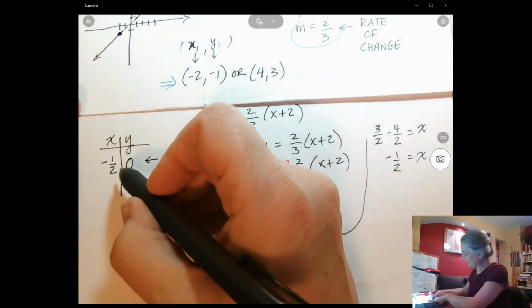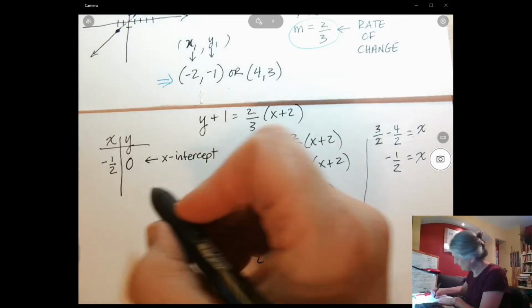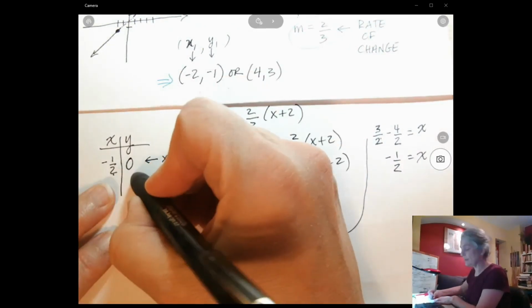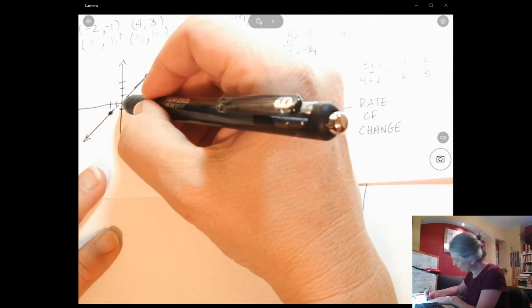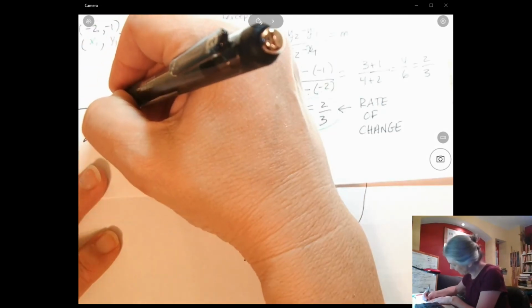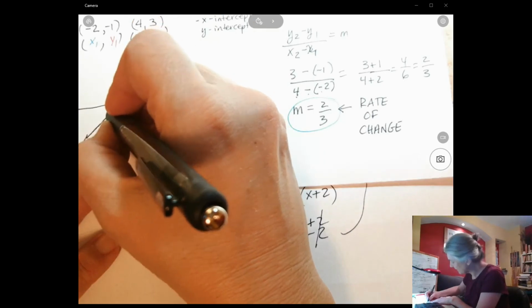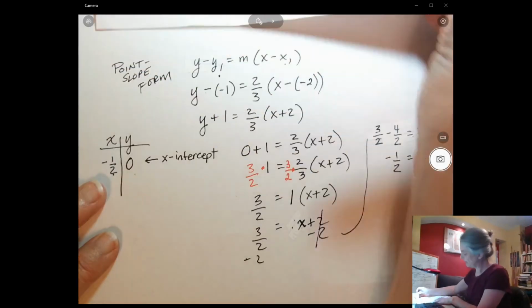Now, what this means is there's a point, and the point is -1/2, 0. And if we go to our graph, we can go to -1/2, which is over here, 0. So there is a point right here. That's the x-intercept. So this line is going to go kind of through there. And now we have to find the y-intercept.